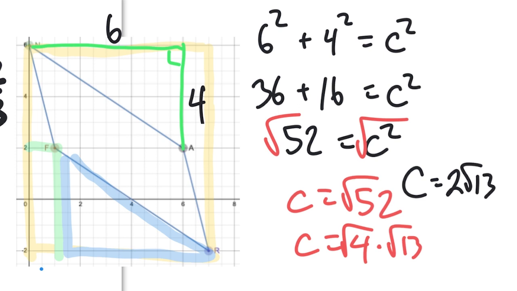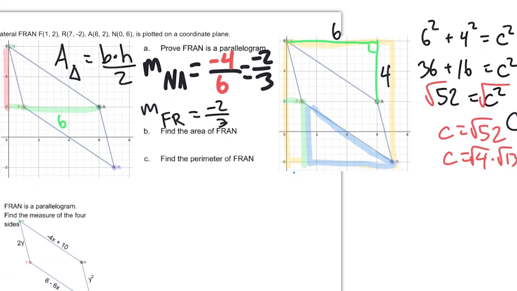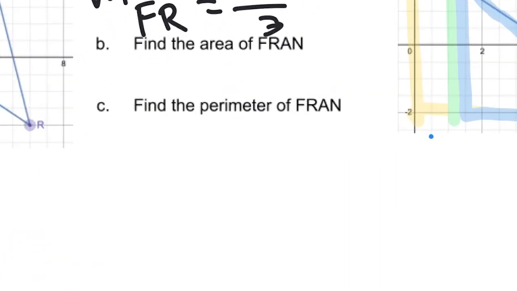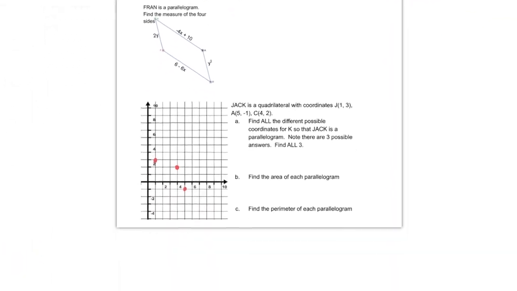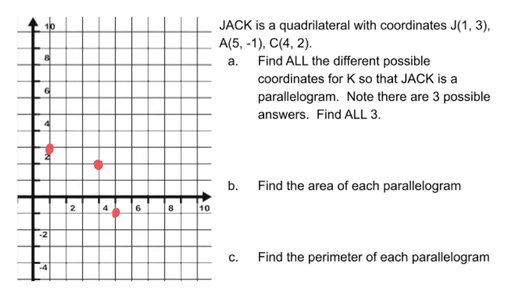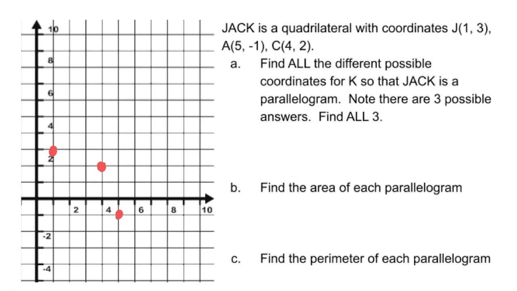All right, so we figured out how to identify the length of one side. You're going to have to figure out the other sides to find the perimeter of FRAN, but also to figure out the perimeter of the 3 possible parallelograms down here at the bottom.